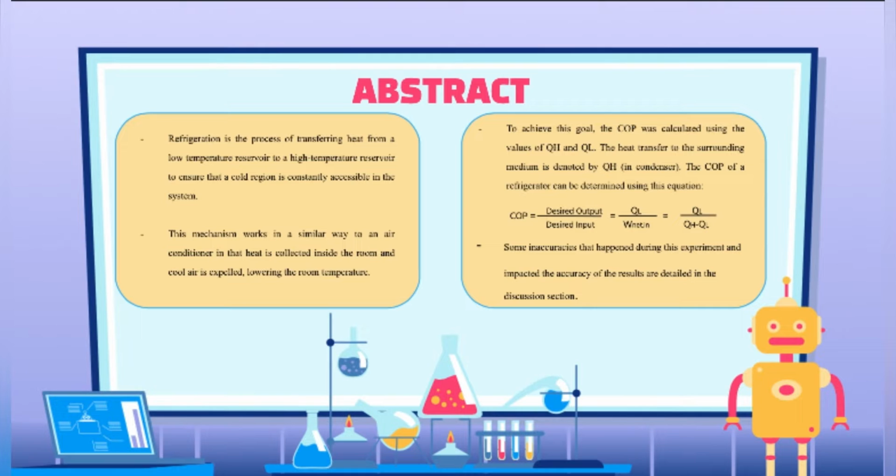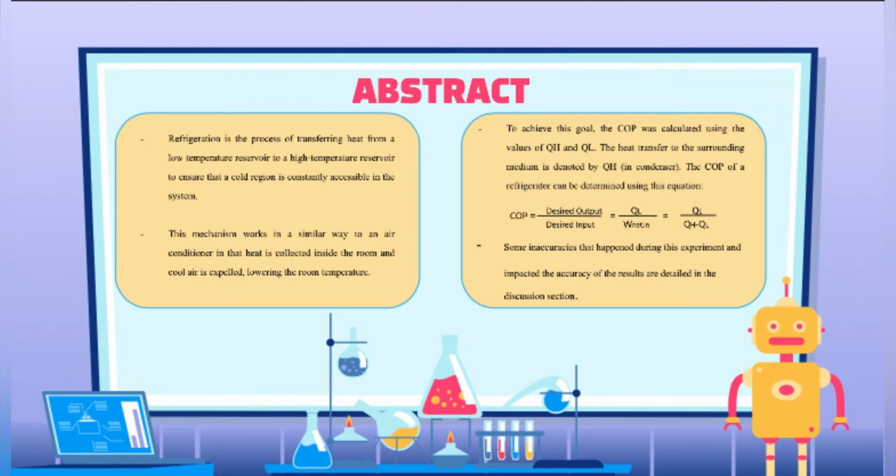To complete the cycle, it must divert some heat from a low temperature medium to a high temperature reservoir. This mechanism works in a similar way to an air conditioner, in that heat is collected inside the room and cool air is expelled. Lowering the room temperature, the procedure that occurs in a refrigerator, is the subject of this experiment. The purpose of a refrigerator is to remove heat from the refrigerated space, QL, in the evaporator.